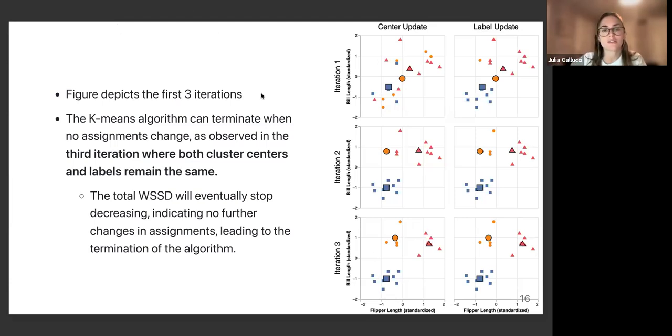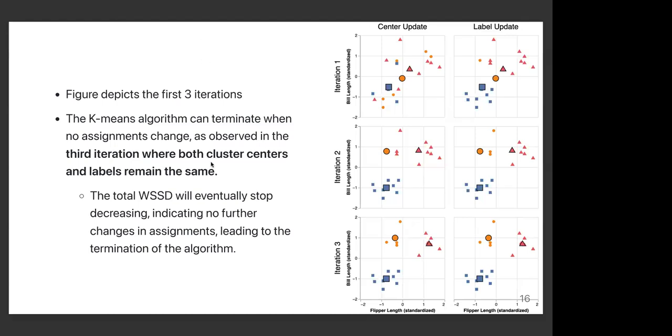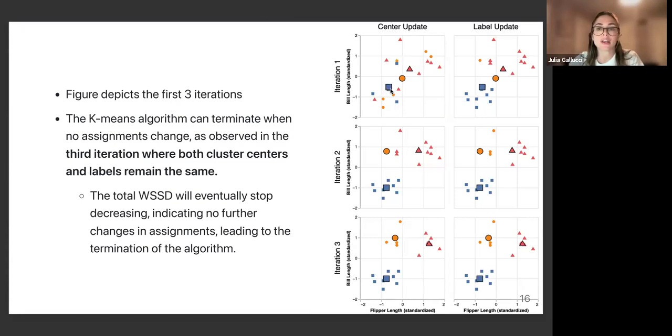Are there any other questions? Yeah, quick one. What's the difference between the center updates and the label updates? So the center updates are referring to these big squares or circles or triangles. These represent the average within the cluster. Remember, the very first step is just random initialization, where data points are randomly assigned to one of the three clusters. From that, we calculate the average within the cluster. So the average within all of the blue squares, and then the average within all of the orange circles, and the average within all of the red triangles.